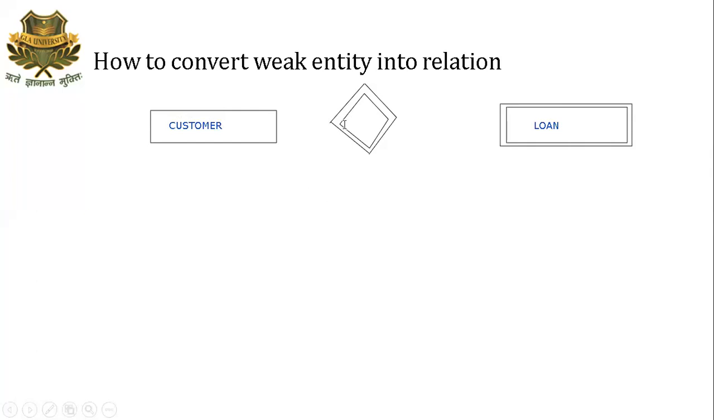And the name of the relationship, I can just write, is issue loan. And there is an arrow like this one, and this is the total participation. If the loan is there, then definitely that loan must belong to some one person, one customer. So it is a total participation over here, right?